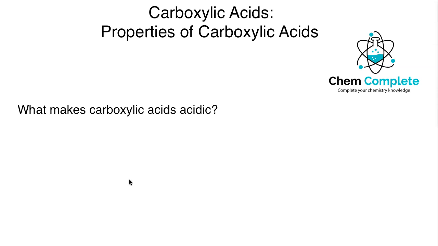Let's go ahead and get started. So what makes carboxylic acids acidic as a functional group? Well, in order to address that, let's take a look at a carboxylic acid. We'll use acetic acid to keep the example simple. Acetic acid would have the carbonyl group, it would have the hydroxyl group on the other side, and then it would have that CH3 group.